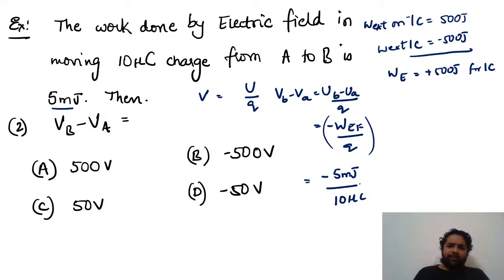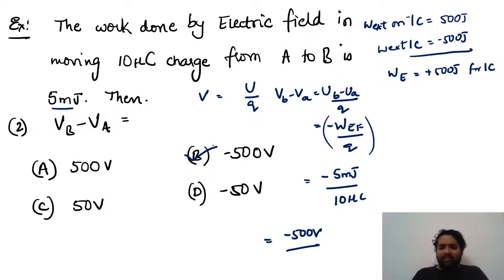That's it. Simple. Everything is the same formula, guys. I want you to understand this. VB minus VA is UB minus UA by Q, which is nothing but minus of work done by the electric field by charge. What is the work done by electric field? Which is 5 millijoules. So the work done is minus 5 millijoules and the charge is 10 microcoulomb. So just find out this value. We calculated previously that it is equal to minus 500 volts, which is the answer here.